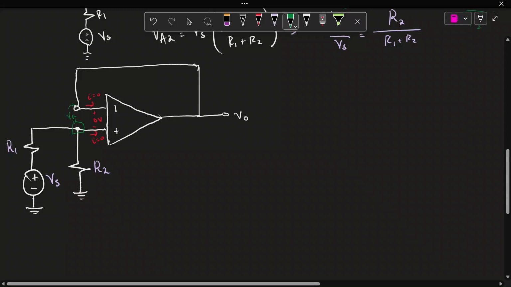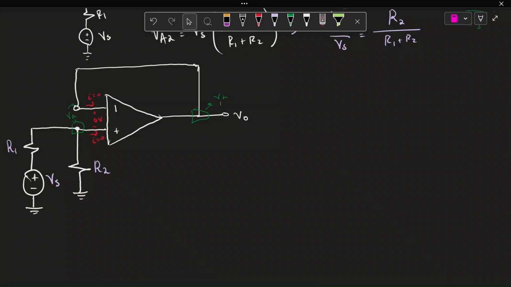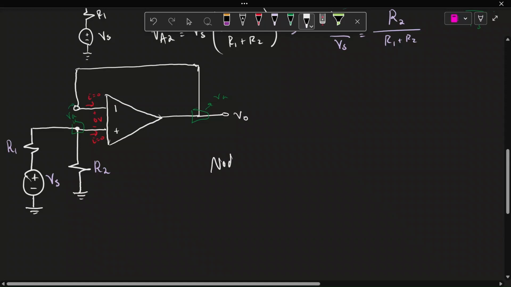So what does that tell you? Since the feedback has no resistance, there's no voltage drop across that feedback loop. So this will also be VA. I hope y'all can see that. That node is going to be the same throughout. So let's create our equations. Use nodal analysis.